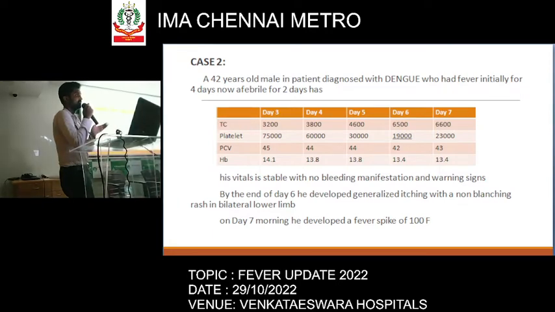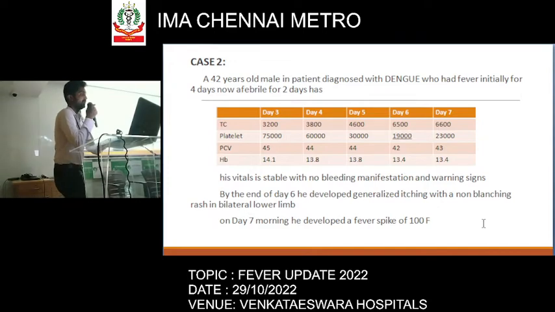However, the patient's vitals were stable; he didn't develop any complications, no warning signs or bleeding manifestation. By the end of day 6, the patient developed generalized itching with a non-blanching rash in the bilateral lower limbs. On the next day, that is day 7, the patient developed fever spikes of around 100 degrees. So, this is the case as of now. The patient had a febrile phase, then recovered for 2 days, then developed a fever on day 7.